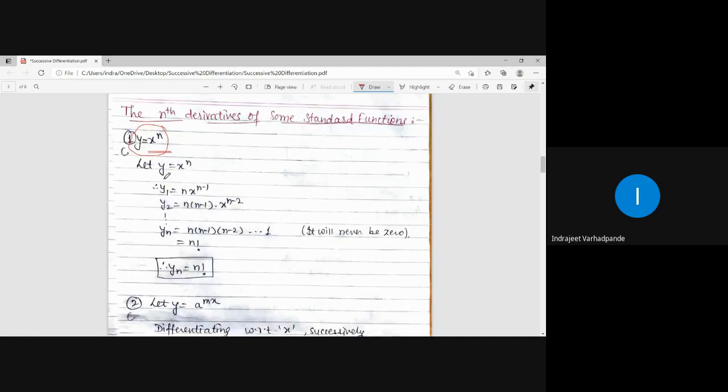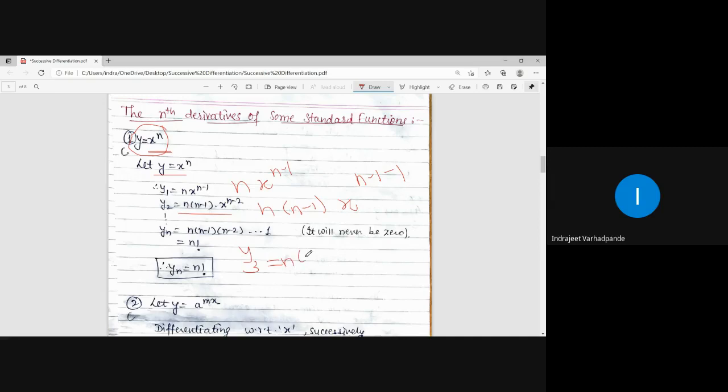What is the first derivative of this y? If you differentiate it with respect to x, what is the derivative of x to the power n? It is n into x to the power n minus 1. This is the first derivative. Again, if you differentiate it with respect to x, n will remain as it is, and n minus 1 into x to the power n minus 1 minus 1. That will give you n into n minus 1 into x to the power n minus 2. Clear? What will be y3?